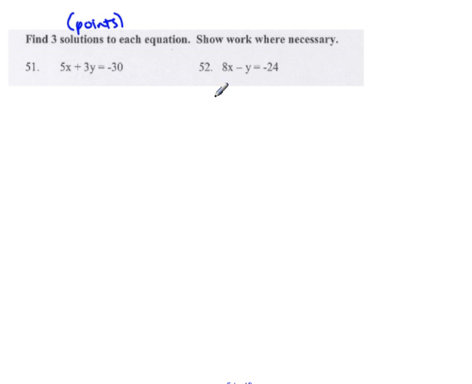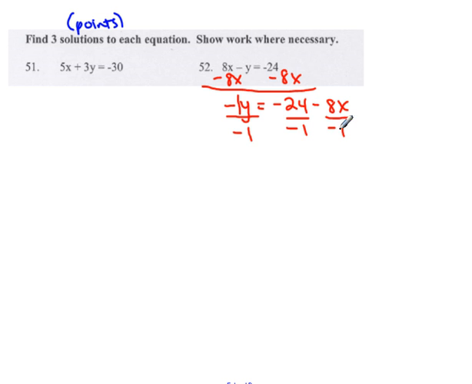Okay, let's do number 52. First step, solve it for y. So we have to subtract the 8x. Bring down the negative y equals negative 24 minus 8x. That's really a negative 1 in front of that y, so you have to divide everything by negative 1. So that gives you negative divided by a negative is positive 24. Negative divided by a negative is positive 8x.